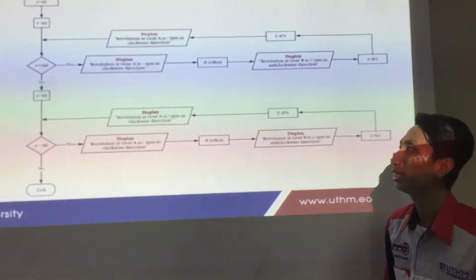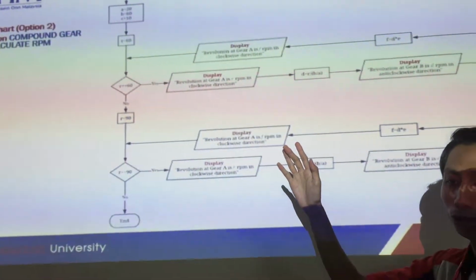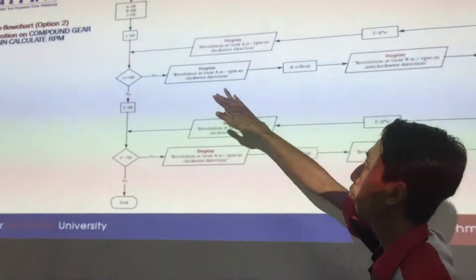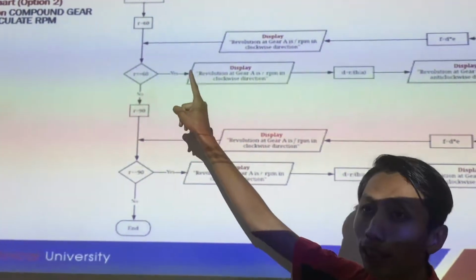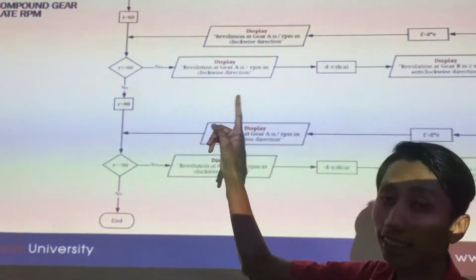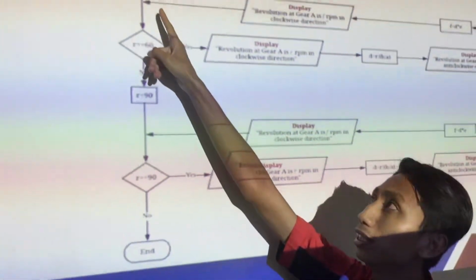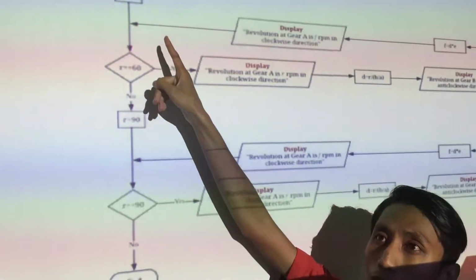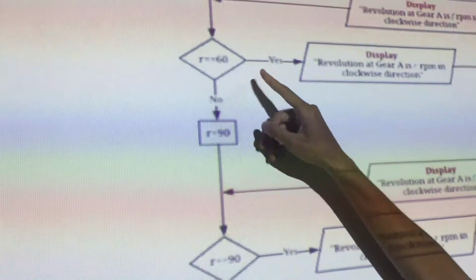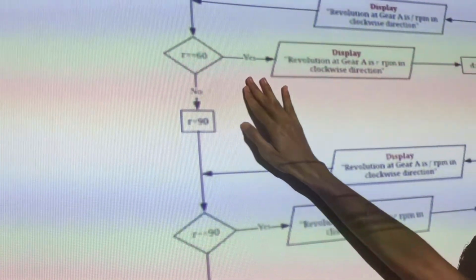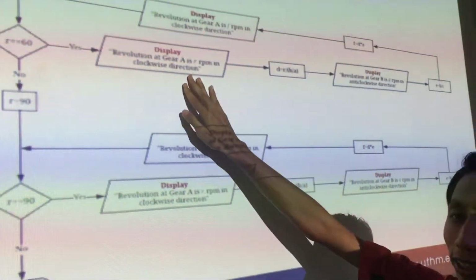Here is my second sub flow chart, for the compound gear train and calculating the RPM. For this one, I have set the number of teeth of gear A as 20, gear B as 60, and gear C as 10 teeth. I adjust the value here: R equals 60 RPM for gear A. When the value of gear A is 60, the statement is true. We go to the display: revolution of gear A is 60 in a clockwise direction.